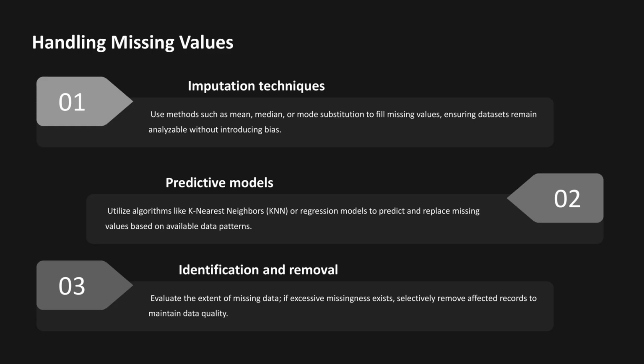When dealing with missing values, use a mix of imputation techniques, predictive models, and selective removal. Simple strategies like mean or median replacement work for small gaps. K-nearest neighbors or regression can predict more complex patterns. And if missingness is excessive, removing affected records may be the safest option to protect data quality.